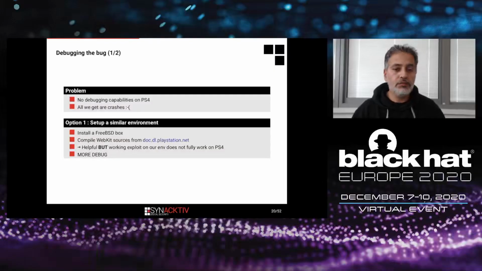Okay, now all we get are crashes and we do not have debugging capabilities on the PlayStation 4. So to overcome these limitations, we have two options. Option one is to set up a debugging environment as close as possible to the PS4 environment. That is, installing FreeBSD debug and compiling WebKit from sources downloaded from the PlayStation website. This is helpful, but sometimes a working exploit on our environment does not mean that it will work on the PS4. So clearly here we need more debugging.